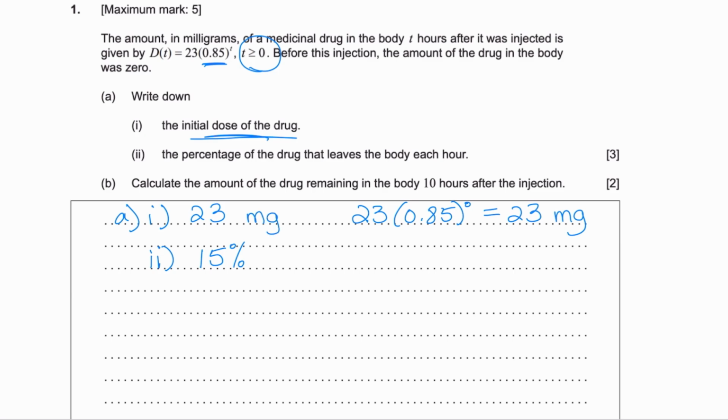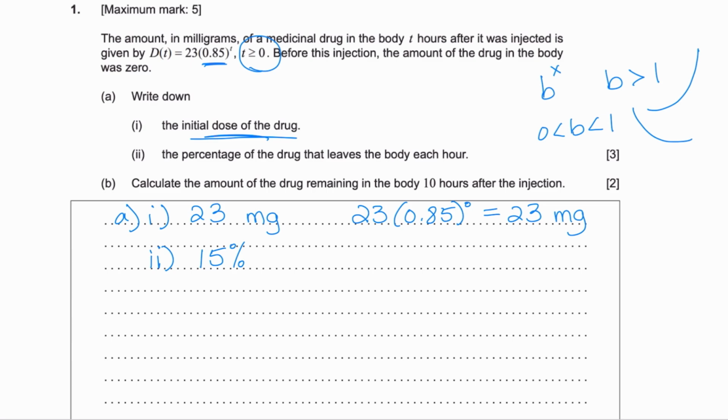Then it says, write down the percentage of the drug that leaves the body each hour. In an exponential function, when your base, which is the one that's being raised to your power, is a number greater than 1, we have exponential growth. When that base is a number between 0 and 1, that means we have exponential decay. In this case, it's 0.85. And therefore, that means that we have exponential decay. And the 0.85 tells me that we're keeping 85% of the drug in the body from 1 hour to the next, which means that we are losing 15%.